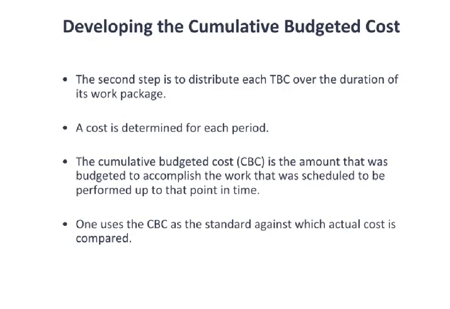The second step in this process that we discussed briefly earlier is to distribute that money across the work package with time in order to determine what's known as the cumulative budgeted cost. The cumulative budgeted cost will be a graph, okay? It is not a number. The CBC is a graph that changes with time, and it shows how the money will be spent during the execution of the work package.